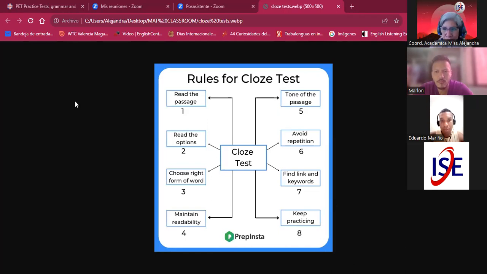So which are the steps to make a cloze test? First of all, read the passage, read the text completely.